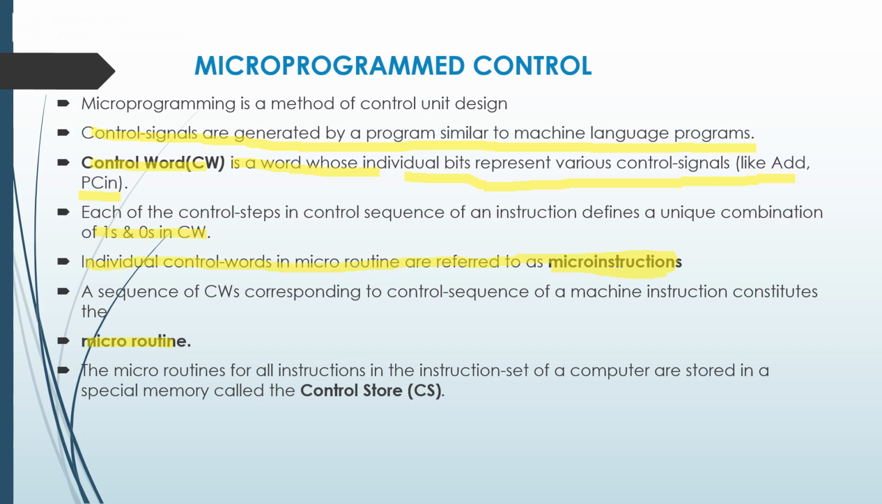The micro routines for all instructions in the instruction set of a computer are stored in a special memory called the control store. So we can store the micro routines for all the instructions in the instruction set of the given computer in a special memory segment called the control store. In short, we can call it CS.